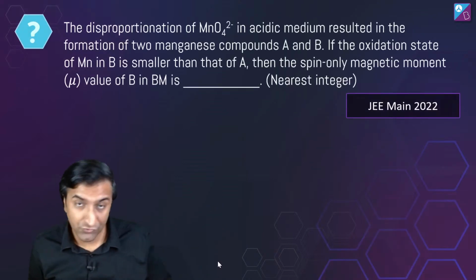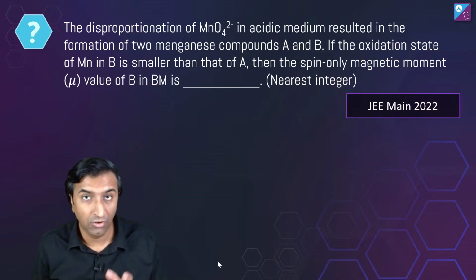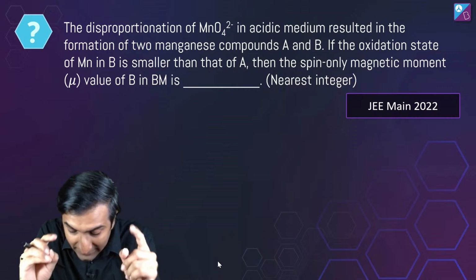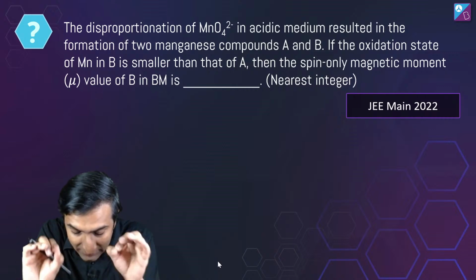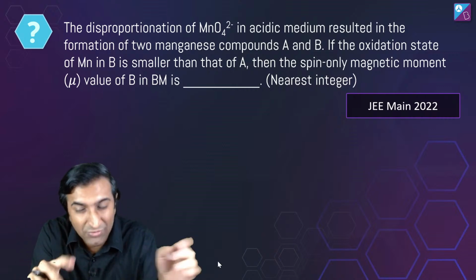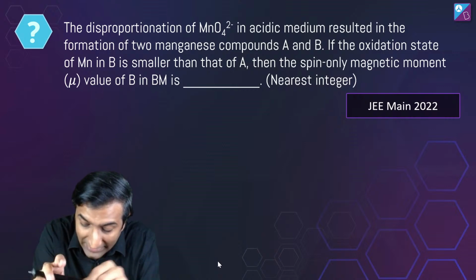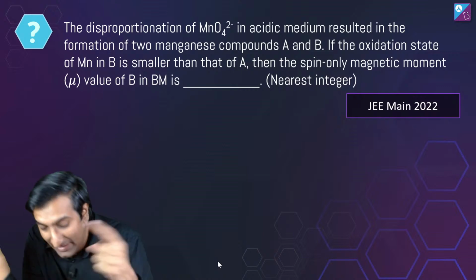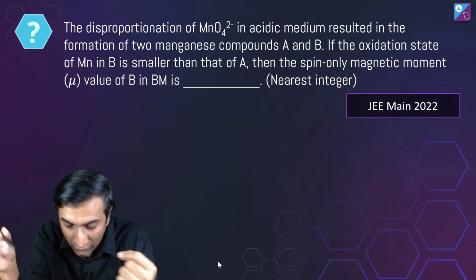If you want me to repeat anything, let me know. I'm going to go on to the next question. Let's do a couple of PYQs now. From now on, we're going to focus on PYQs. The disproportionation of MnO4 2 minus in acidic medium resulted in the formation of two manganese compounds, A and B. If the oxidation state of Mn in B is smaller than that of A, then the spin-only magnetic moment, mu value, of B is what?